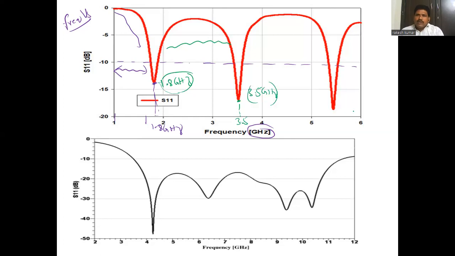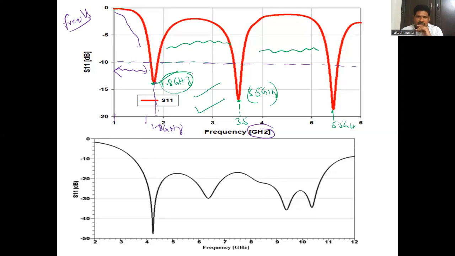Where is it operating again? From here to here it is not operating. So it is again operating at 5.5 gigahertz. That means a single antenna is operating at 3 frequencies here. What are the 3 frequencies? Why are we saying particularly these 3 frequencies? Because only there the curve is coming below minus 10 dB. So minus 10 dB, or minus 15 dB, or minus 20 dB are the better ones, but the threshold is minus 10 dB.